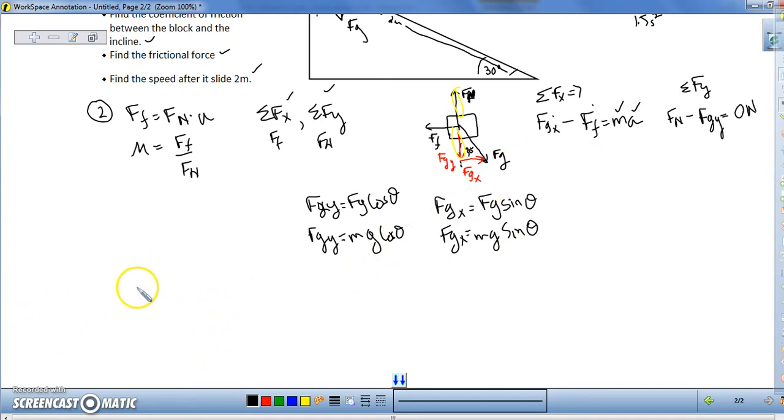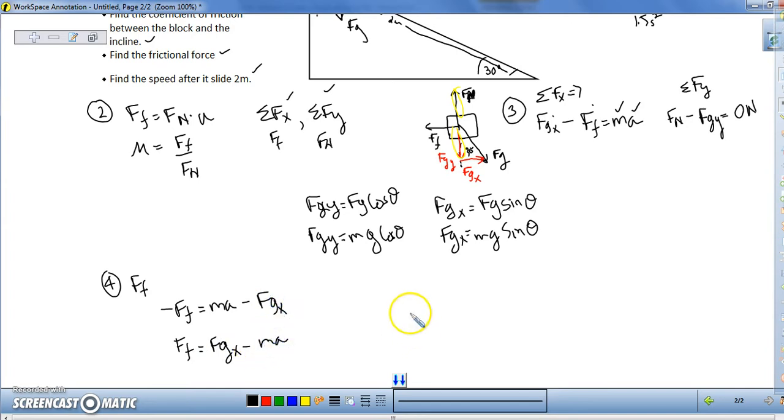Alright, I'm going to do this symbolically. So I'm going to take my work over here and find, so to do this, three equations. I'm going to find force friction first. If I move the FGY over, I get negative force friction equals MA minus FGX. Or in other words, if I flip the signs, I get FGX, this is a G, not a Y, minus MA. Like that.